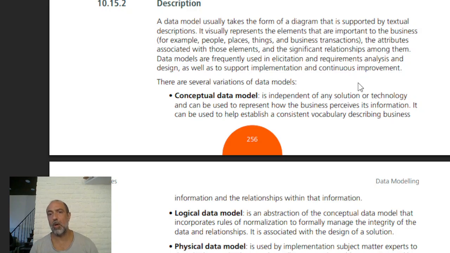Because what do we need? Why do we need the data? Well, we need to see if we're on the right track. We want to see if we're producing properly. We want to see if what we're producing is supporting what we want and all that kind of stuff. So there are several variations of data models.